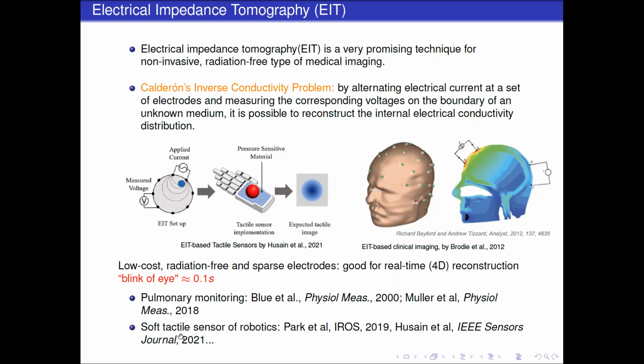Nowadays, its applications are far beyond just medical imaging. It can be used for building sensors for robotics, to let robots sense what is touching them. This is really a hot topic these days. Certainly these applications demand really fast and high quality reconstruction. In general, people describe how fast something is using the metaphor of a blink of an eye. I Googled it, and it takes about 0.1 second for one blink of an eye. I would like to mention that our algorithm can do a little bit better than this even.